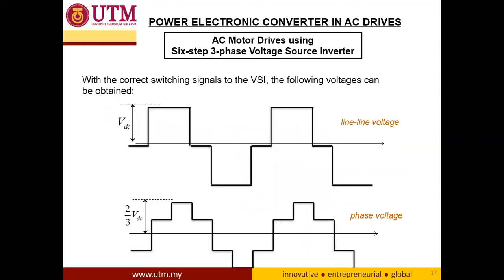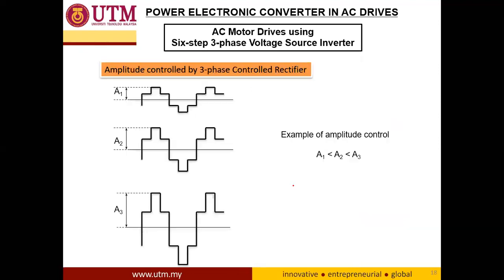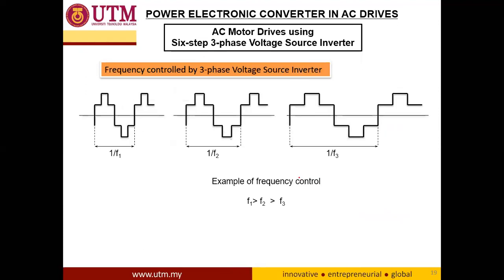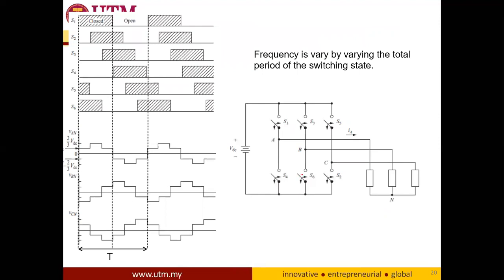Okay, so this is actually the square wave. This is a 6-step 3-phase. This is for the line-to-line voltage, and this is the phase voltage. So the frequency can be varied by adjusting the period of the switching state. You can actually adjust the timing of the switch.